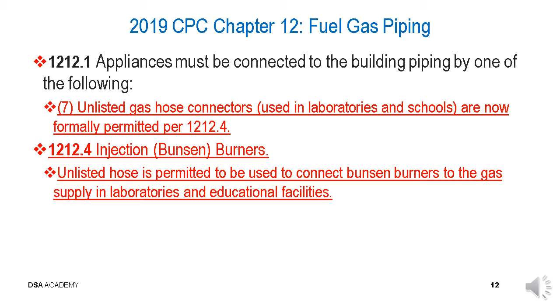Appliances must be connected to the building piping by one of the following methods. And this is a new item 7 that has been identified. An unlisted gas hose connector, which would often be used in laboratories and schools, is now formally permitted per 1212.4. And here's 1212.4, which is a new section dealing with injection or Bunsen burners. The unlisted hose is permitted to be used to connect Bunsen burners to the gas supply in laboratories and educational facilities.